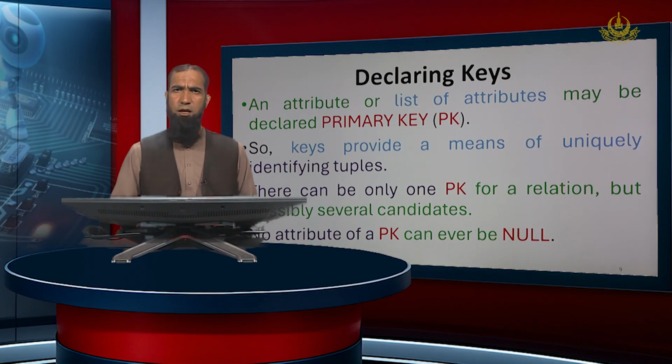For instance, both student ID and roll number might uniquely identify students, but we choose only one of them to be the official primary key. Other candidate keys that are not chosen as the primary key can be declared as unique keys. They also enforce uniqueness but allow one null value.